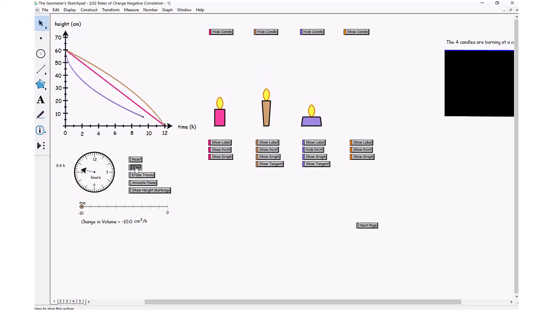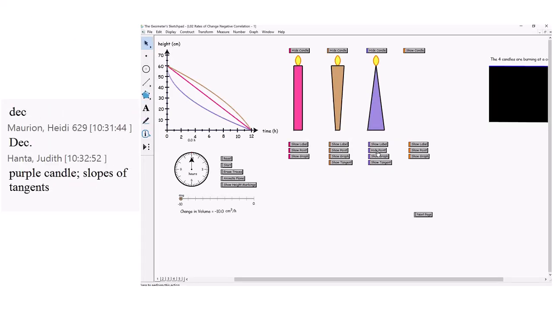And then what we're going to do next is we're going to go to the tangents. So we're looking at the purple candle, slopes of the tangents. So I'm just putting a little note there. That's what we're looking at now. The purple candle, slopes of the tangents. Mr. Hunter is going to show the tangent now. We're not going to play it yet.